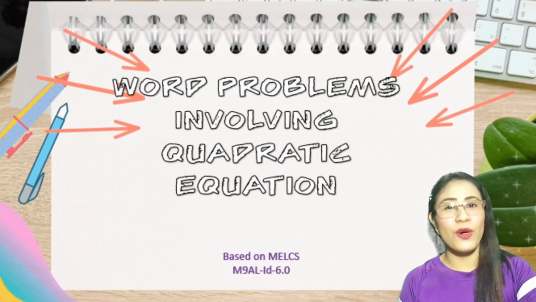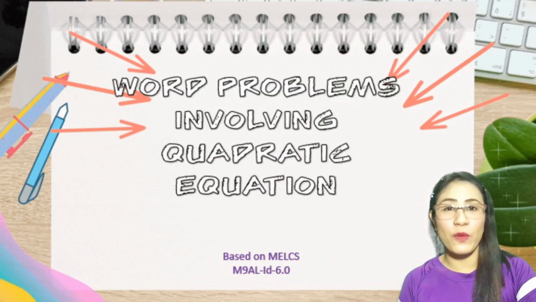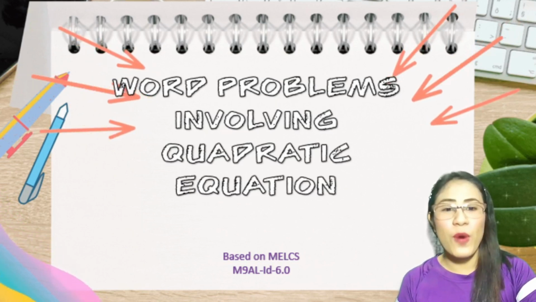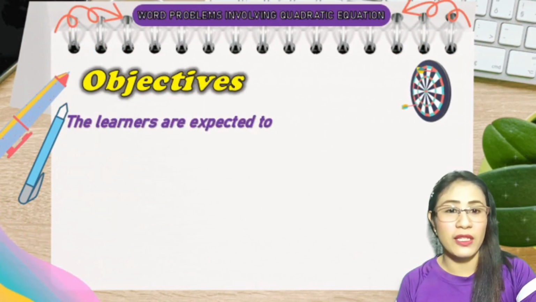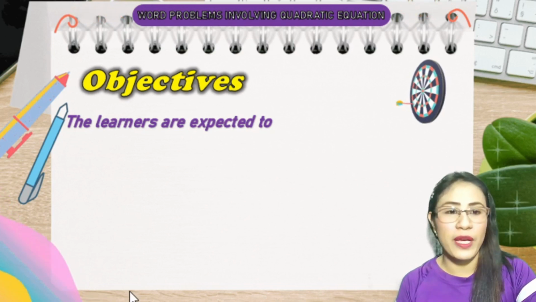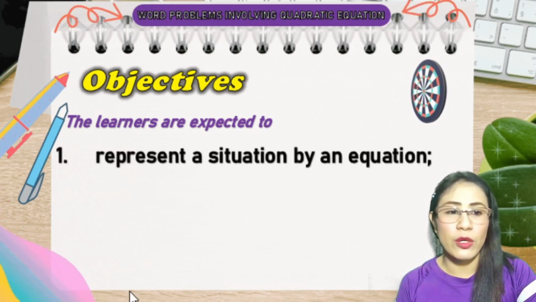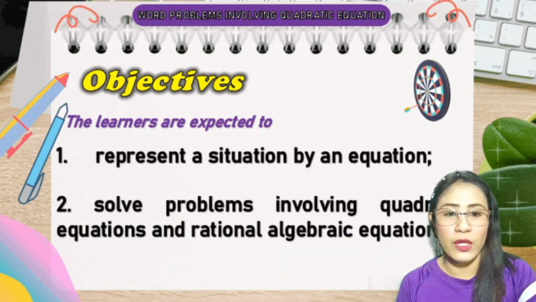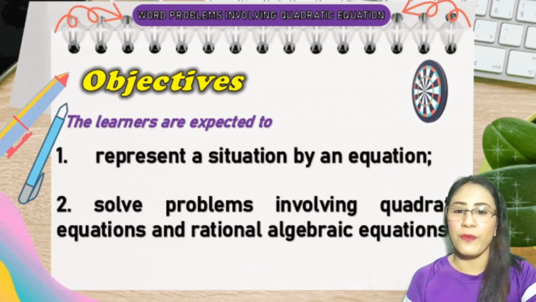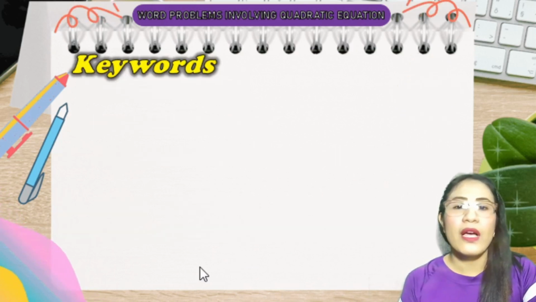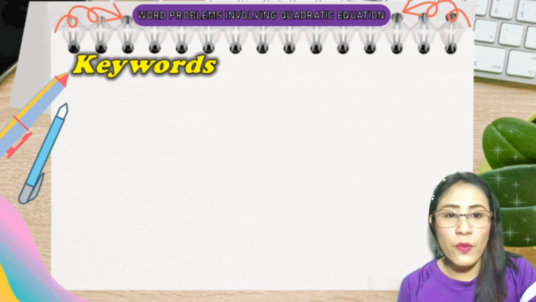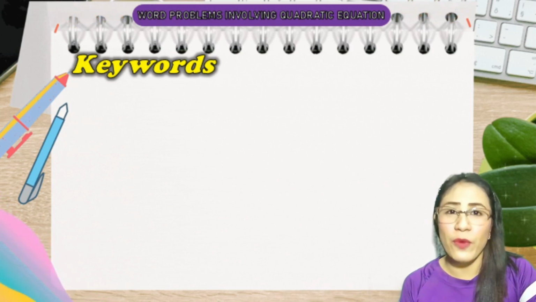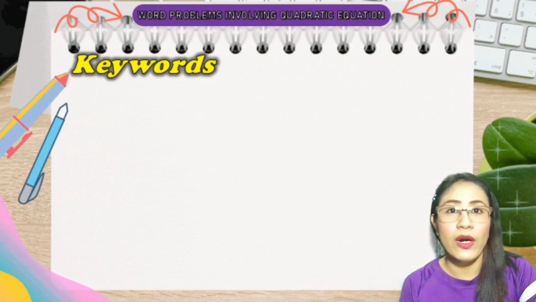In this video, we will solve word problems involving quadratic equation. This is based again on the most essential learning competencies from DepEd. So what are our objectives in this lesson? The learners are expected to represent a situation by an equation, solve word problems involving quadratic equation and rational algebraic equations. There are keywords to remember when we are writing an equation based on the given situation or problem.